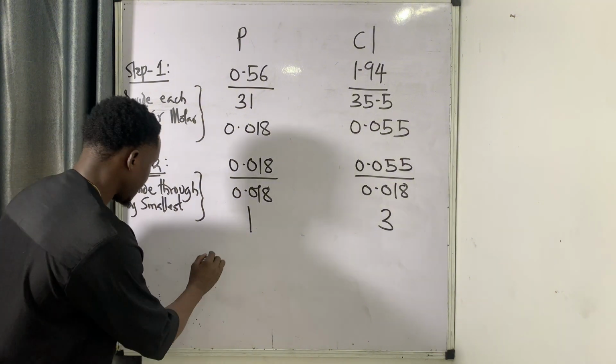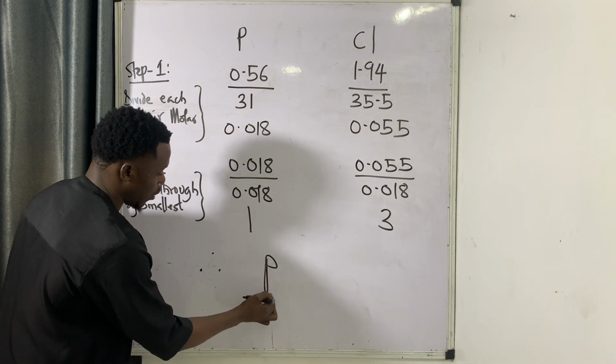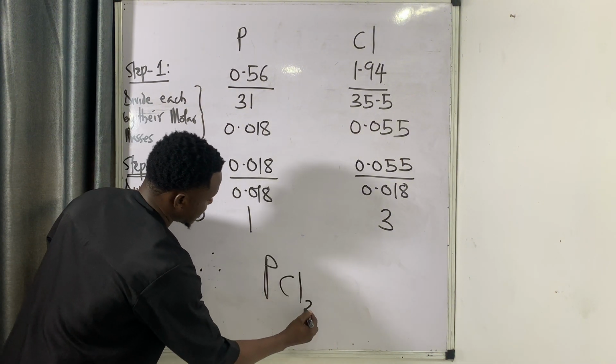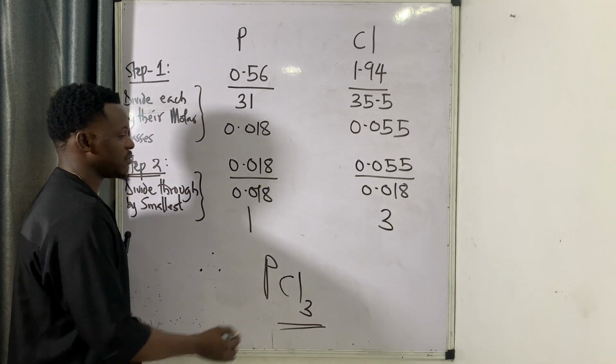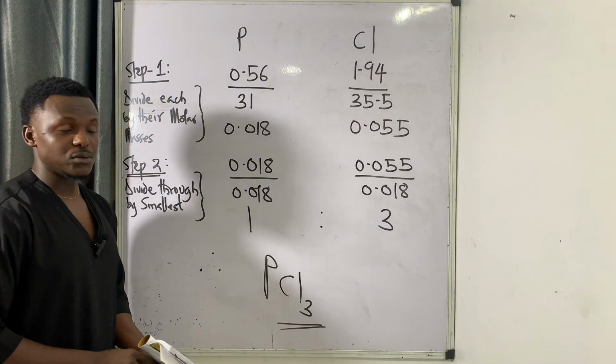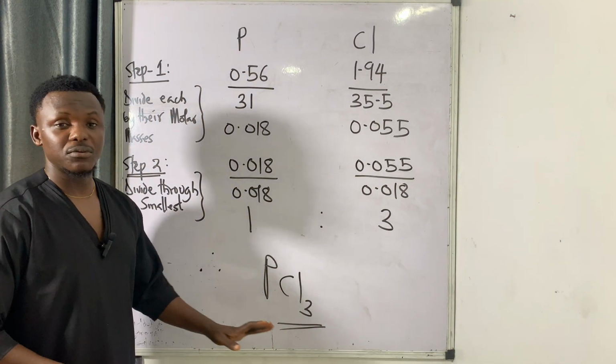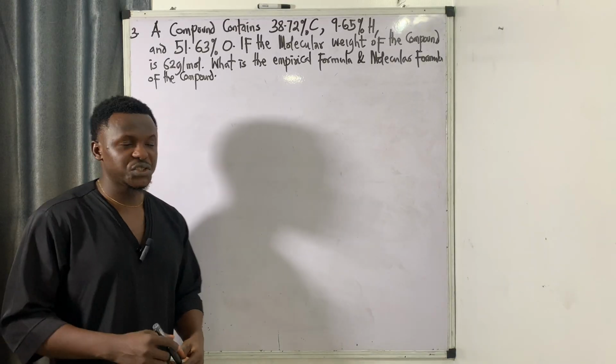So therefore, phosphorus is 1 and chlorine is 3. Now this becomes the empirical formula of the compound. You can see how simple that is. So we have this question here.